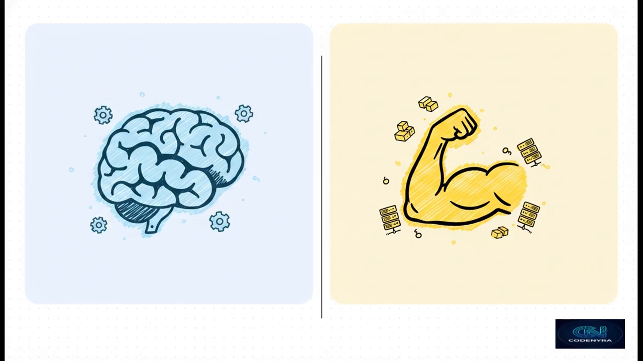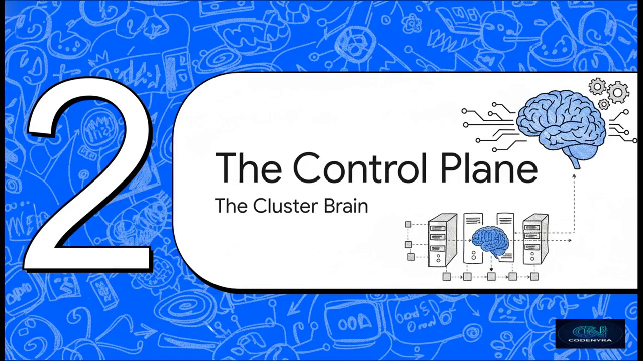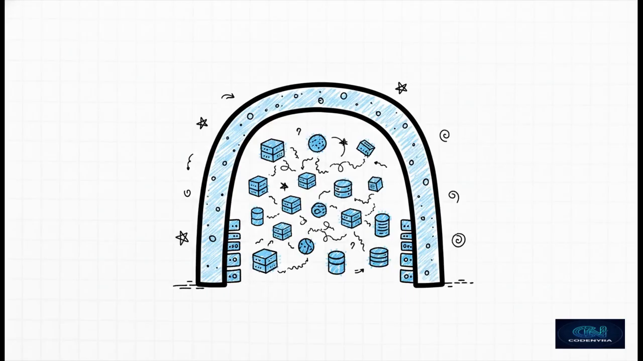And just like in biology, these two desperately need each other. A brain without brawn is just a bunch of brilliant ideas with literally no way to interact with the world. But brawn without a brain, that's just chaotic, unguided power that usually breaks things. They have to work together in perfect harmony. Moving right along to part 2, the control plane. So, let's zoom in and really understand that brain.